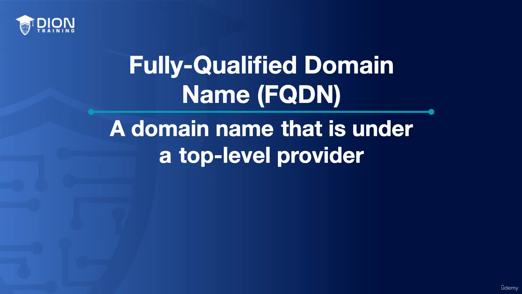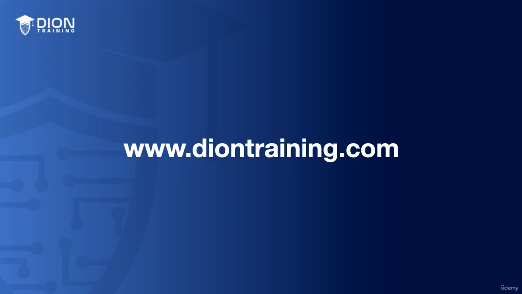Now, one of the concepts with DNS is what we call FQDN, or fully qualified domain name. This is when a domain name is under a top-level provider. The most common top-level provider is .com. We also have others such as .mil, .edu, .org, or .net. For example, at diontraining.com, we have multiple servers. One of our servers is our web server located at www.diontraining.com. The top-level domain is .com.